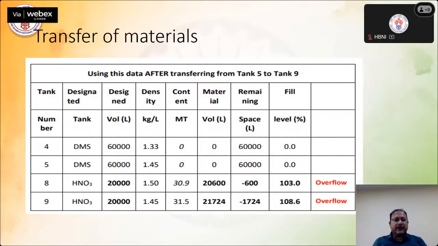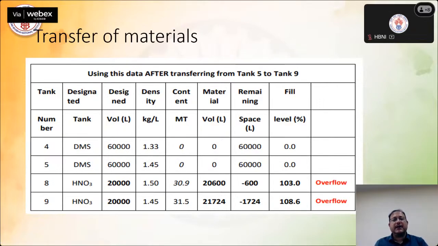So from this figure, you can very easily see the data after transferring from tank 5 to 9. In tanks number 4, 5, 8, 9: in 4 and 5 it was DMS, and in 8 and 9 it was HNO3. The design volume was 6,000 for DMS, and for 8 and 9 it was approximately 20,000. You can easily see that for the material in tanks number 8 and 9, the maximum design limit is 20,000, and it was filled more than 20,000: 2,600 in tank number 8, and in tank number 9 the amount was 21,724. So you can see the spacing: minus 600 remaining space and minus 1,724.